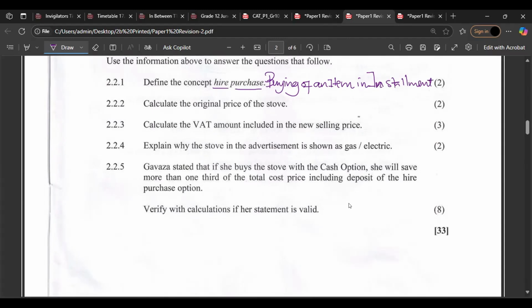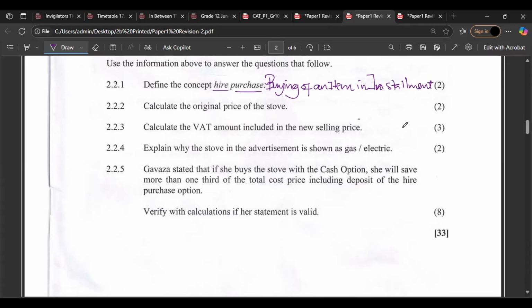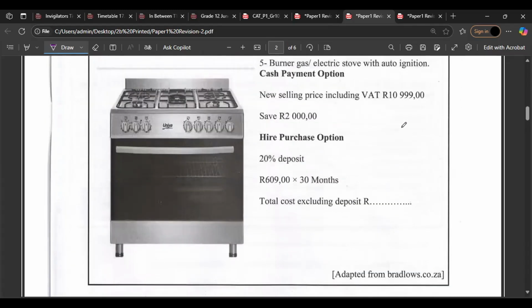Okay, calculate the original price of the stove. Look at that. Original price of the stove. What do they mean? This is a new selling price. That means before this new selling price, there was an amount before this. So what was the amount? What are we going to do? They're telling you, you pay this and you save this much. That means the old price was including both of them. So the original price is supposed to be 10,999 plus the money you are going to save.